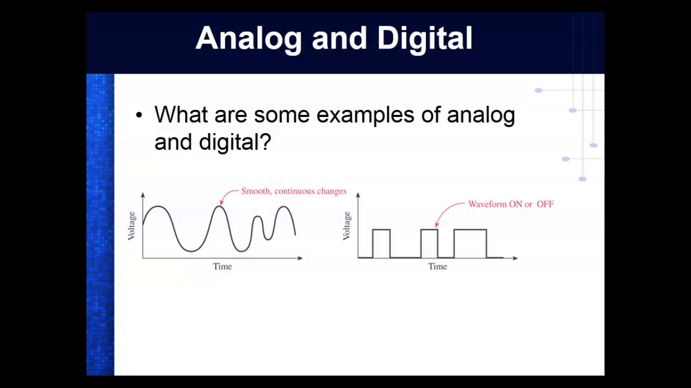So analog and digital. The book is going to call it discrete, I'll probably call it binary. So it's either there or not there, it's either on or off, it's either true or false, whereas analog can vary all kinds of ways. Are we okay? That makes sense?